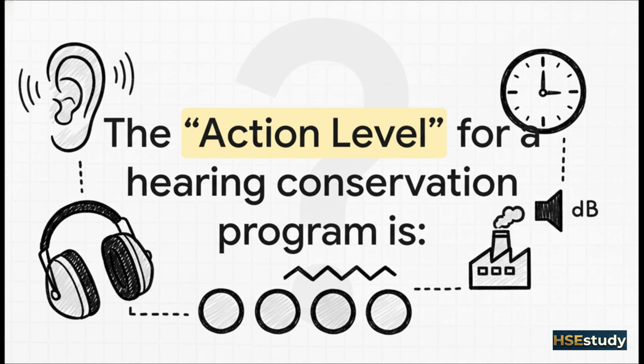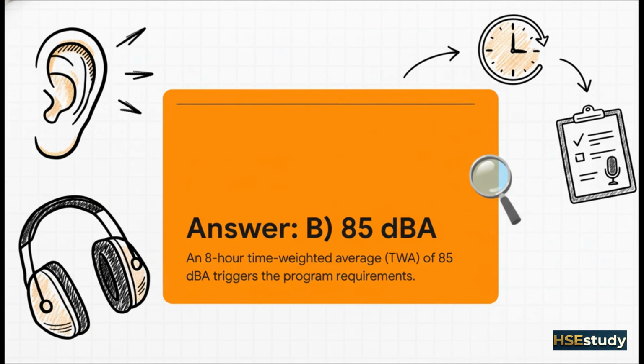Question 8 moves on to noise. At what average noise level, measured over an 8-hour shift, does an employer have to implement a full hearing conservation program? What is that action level? Is it A, 80, B, 85, C, 90, or D, 100 decibels? You've got 5 seconds. The magic number here is B, 85 dBA.